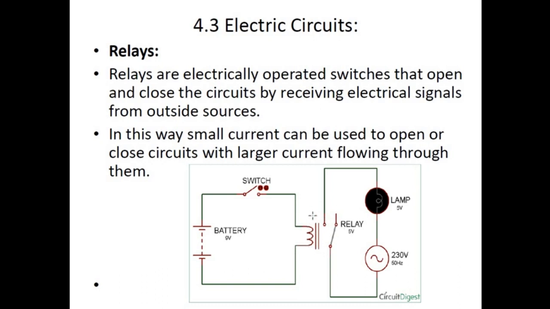When current passes through this coil, it turns into an electromagnet, and this switch comes over here due to electromagnetic attraction, completing the circuit. And this large lamp that is of 5 volt and that is run by this power supply of 230 volt is safely switched on. So a relay is basically an electromagnet that is used to operate one circuit by a very small safe circuit.